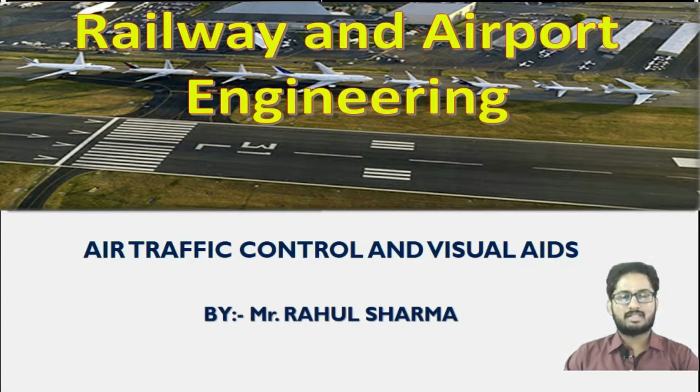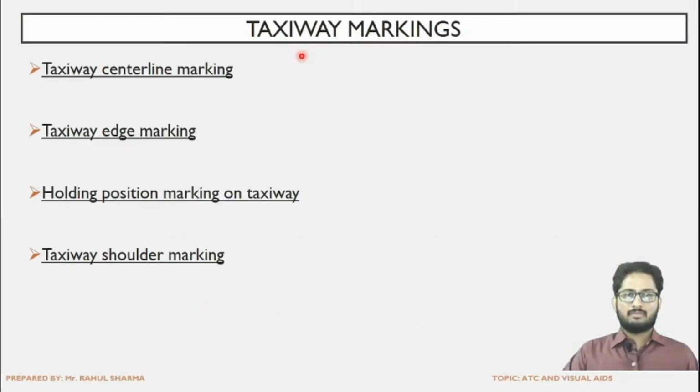So let us begin this session with the new topic. The first topic in today's session is the taxiway markings. There are various types of taxiway markings. First is the center line marking, which was also in the case of the runway marking. Edge marking, particularly indicating the boundaries of the taxiways. Holding position marking on the taxiway, and the shoulder marking. So let's see one by one these various taxiway markings.